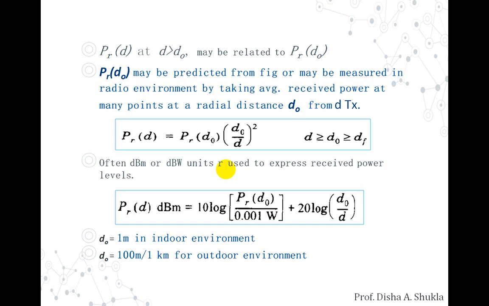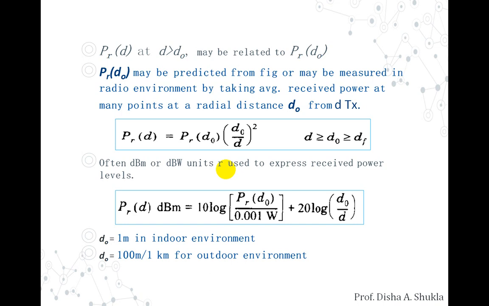Again, often the power is calculated in dBm or dBW units, and those are used to express the received power levels. So PR of d in dBm is equal to 10 log of PR of d0 upon 0.001 watts plus 20 log d0 by d. This is an equation that is used to calculate the power at the receiving antenna in dBm.